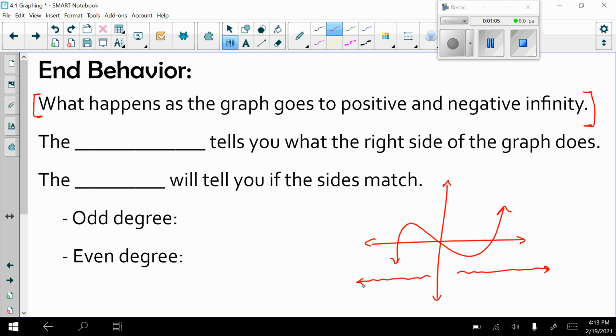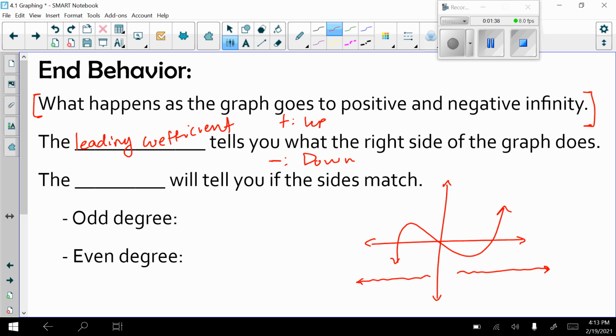The way we determine the end behavior is that we need to look at two things. The leading coefficient of a polynomial, remember that's the very first number that you see in front of everything. The leading coefficient tells you what the right side of the graph does. If the leading coefficient is positive, the right side goes up. And if the leading coefficient is negative, the right side goes down. And I'll show you an example of how all this works here in a minute.